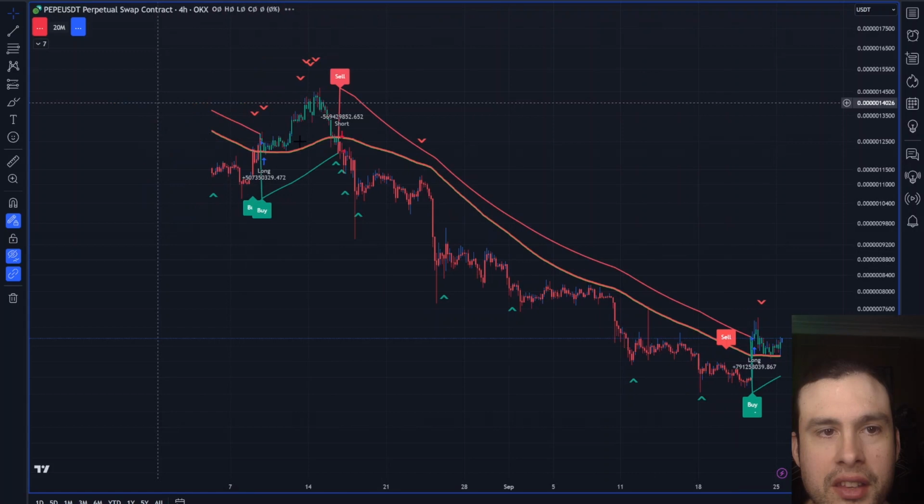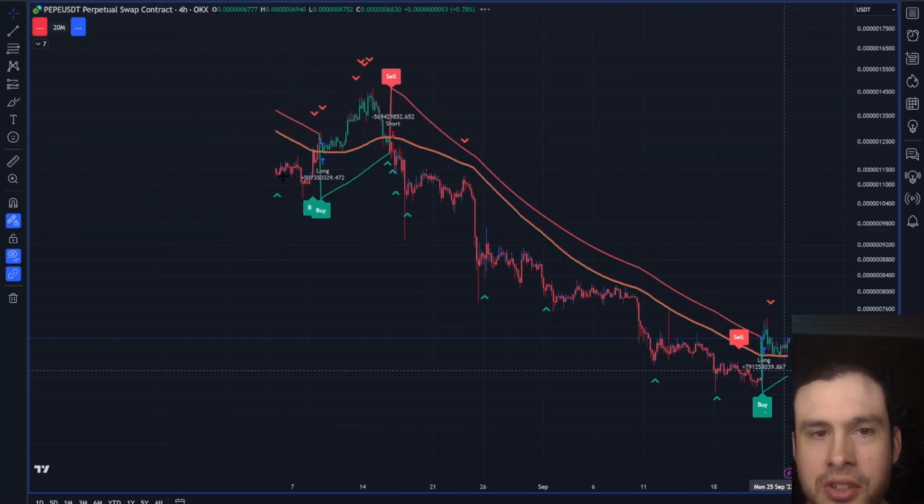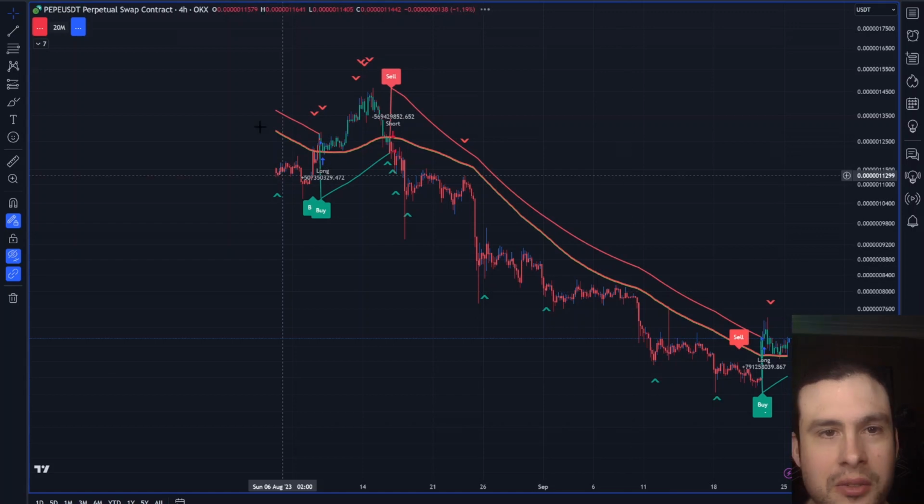And then this little long here was actually a loss, so we might get another loss here, but hopefully the next short will be another killer. So we'll have to see how that plays out. But the short prior to this was another amazing trade.